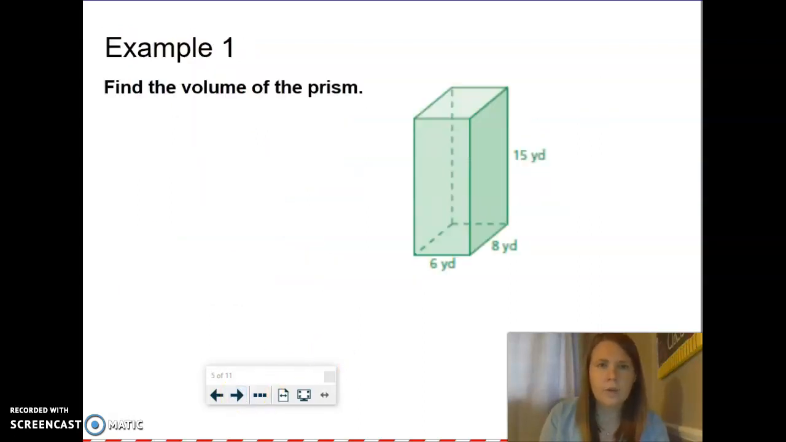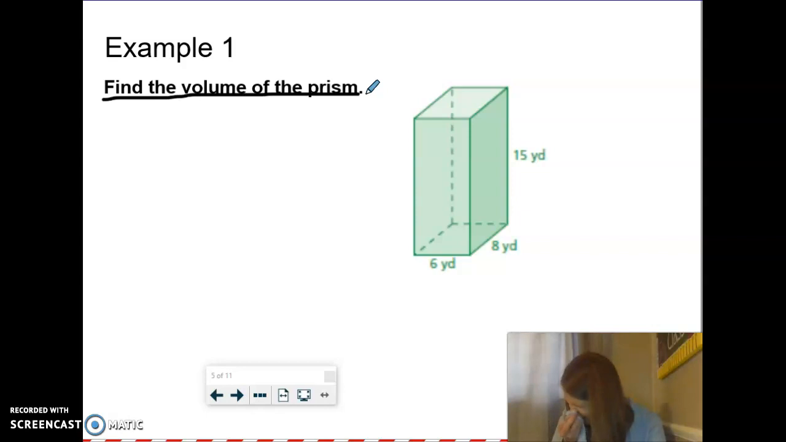All right, so our first one is we are going to find the volume of the prism. So this prism is a, sorry, my nose itches. A rectangular prism, okay? So this one is actually fairly easy, guys. Because I have a rectangular prism, there's actually a way I can rewrite this formula, okay?